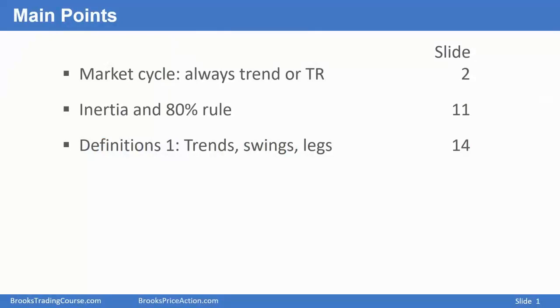When I'm trading, I always think of every chart as either being in a trend or in a trading range. For that matter, I think of every bar as either being a trend bar or a trading range bar. Now, I have a rule, my Al Brooks 80% rule, that markets have inertia and they tend to continue to do what they've been doing. So if a market's in a trend, 80% of reversal attempts will fail. If it's in a trading range, 80% of breakout attempts will fail. Finally, I'm going to talk a little bit about definitions, trends, swings, legs.